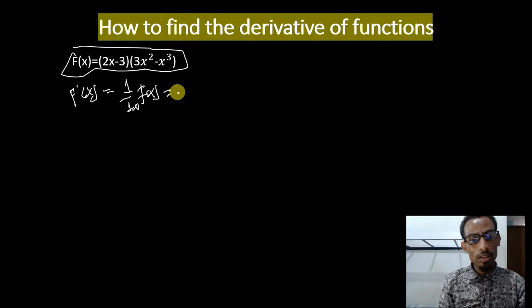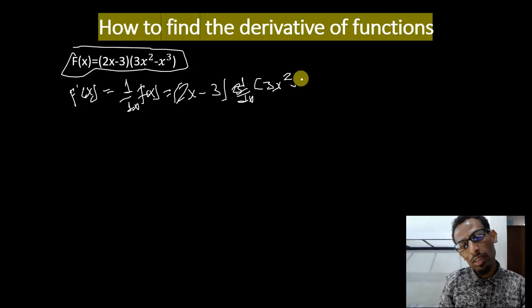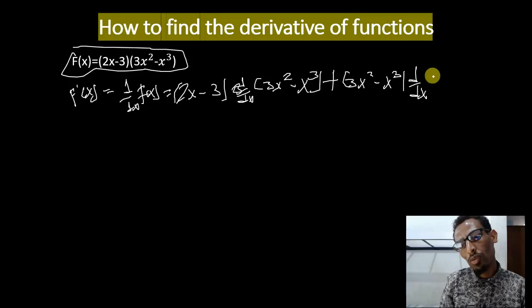and multiply by them. So (2x minus 3) times d by dx of (3x squared minus x cubed), and also plus (3x squared minus x cubed) times the derivative of the second function, that means d by dx of (2x minus 3).